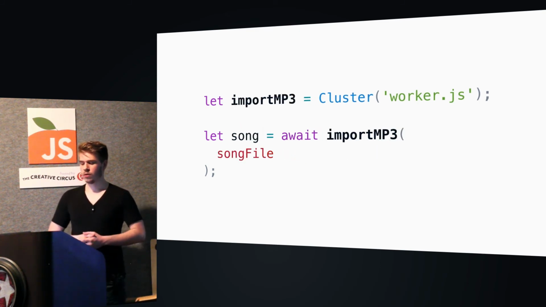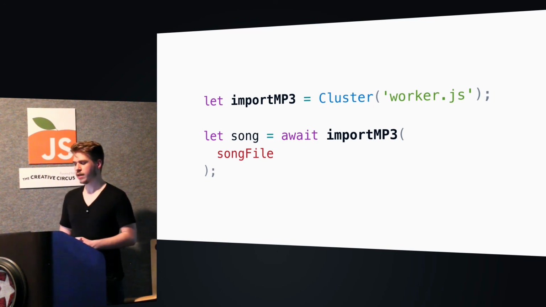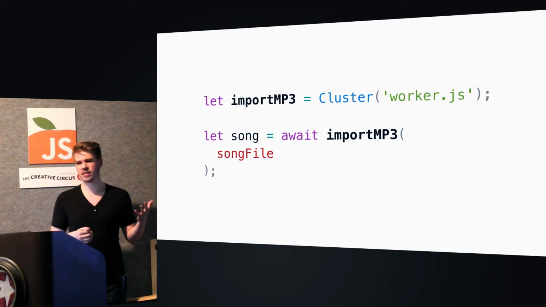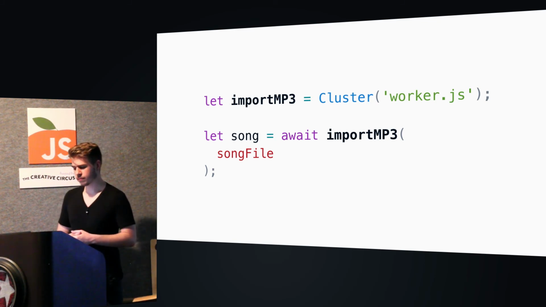Well, here's what we could do. We could move our MP3 importer code into a worker and treat it like a native async web API with just a little bit of glue code. We're going to create our own function. I've just called it cluster. I realized after the fact that's a really bad name. Probably just call it async web API.